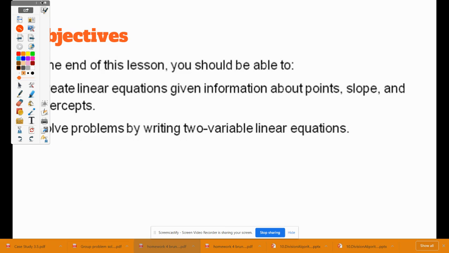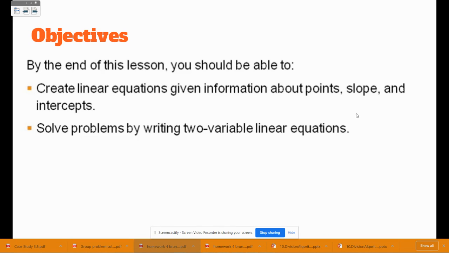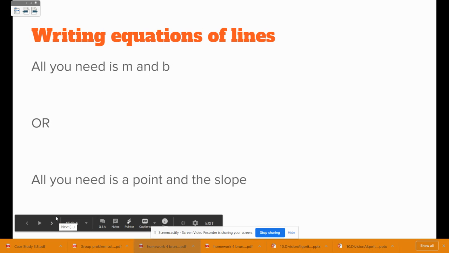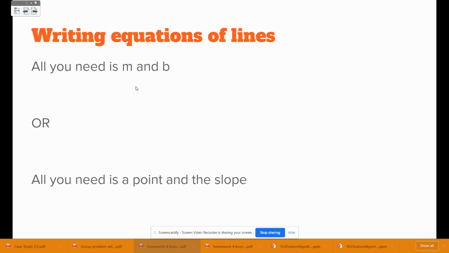At the end of this, what are we going to be able to do? We're going to talk about points, slope, and intercepts, and write their equations, and we're going to solve some problems. When you write equations of lines, all you really need is M and B. I say that a lot just because it helps me remember what I'm looking for, but there's lots of ways you can be given this.